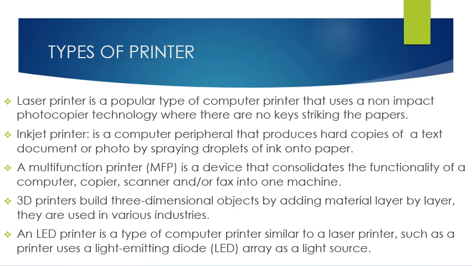So we have an LED, which is light emitting diode, printer. It's a type of computer printer similar to a laser printer, such that the printer uses a light emitting diode, which is LED. It is known as a fluorescent type of light that emits on the device so that it can produce a hard copy of a paper that is stored on our systems in the form of soft copy.